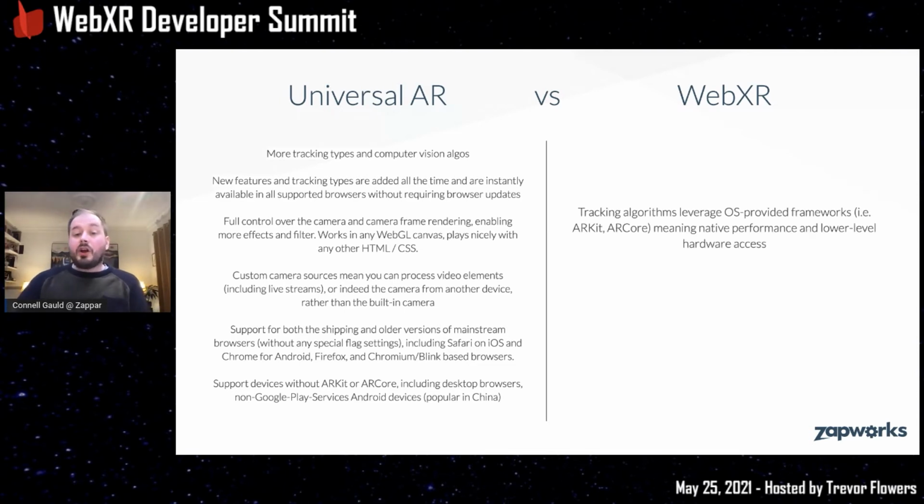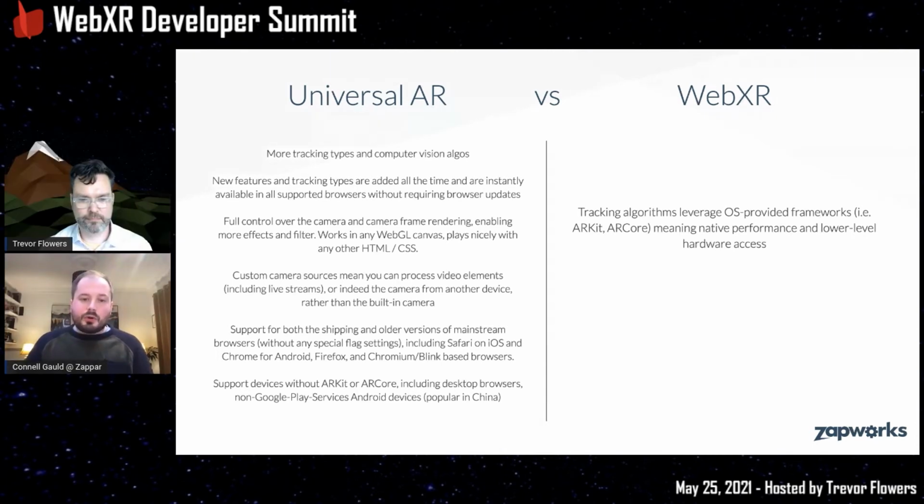Now, on the other hand, WebXR has some advantages. So the tracking algorithms that WebXR exposes leverage those OS-level provided frameworks, so ARKit and ARCore. And what that means is they get access to native performance. So all of those fancy chips in your iOS device, which I think they call the neural engine, perhaps, can perform lots of machine learning and computer vision technology, or indeed the fancy cameras like the depth camera on those higher-end iOS devices. ARKit, for example, can leverage those, and thus WebXR gets the benefit of them by proxy.